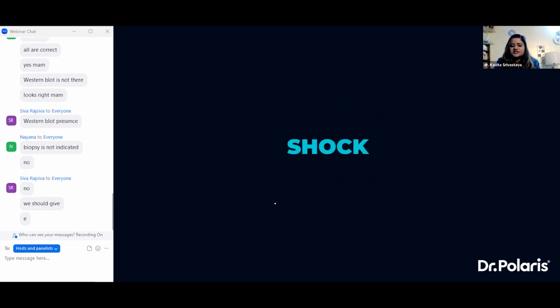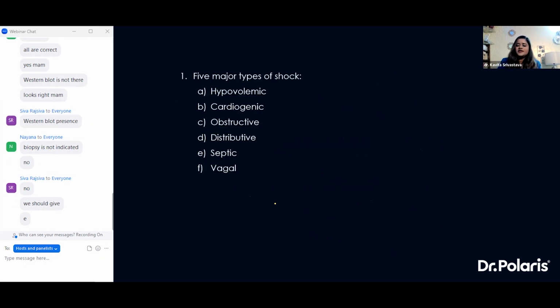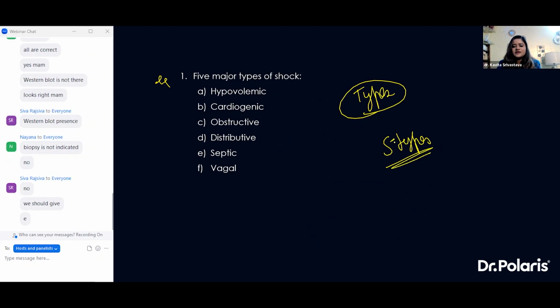Okay, let's move on to the next topic, shock. Very simple and very, very important topic, neonatal shock, or it could be present even in children. So what are the types of shock which we see clinically? There are important types of shock. There are 5 types of shock. So what are the 5 types of shock that we see?